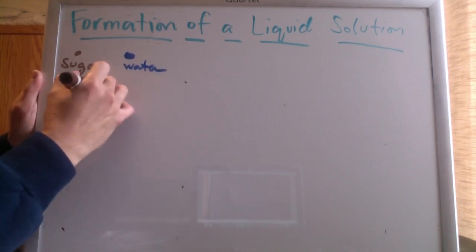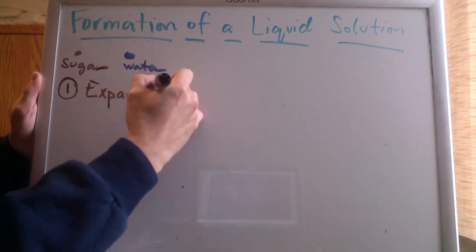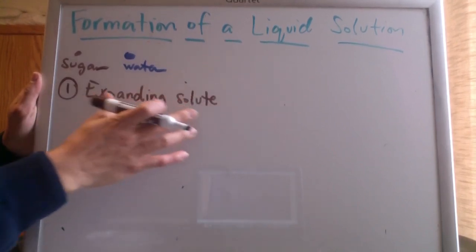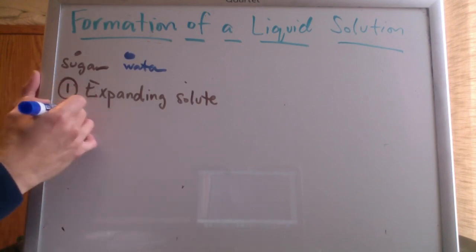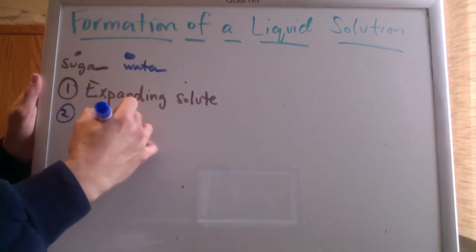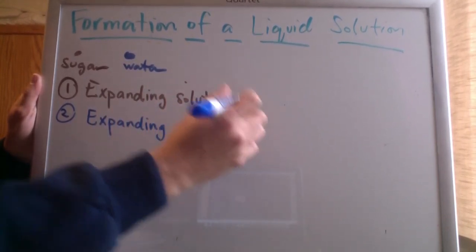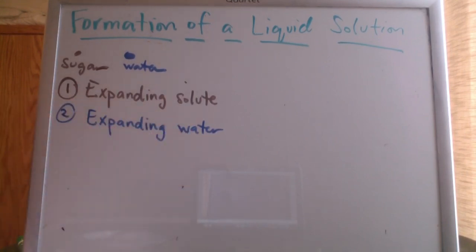The first step is expanding the solute. So what gets dissolved? Expanding the solute. Now think about it: in order to expand the solute, does energy need to be added into the system or taken out? We'll check that at the end. Then the second step in the formation of a liquid solution is expanding the solvent. Think about it once again. Would the delta H of this process, step 2, be positive or negative? Would you need to add energy into the system or take energy out of the system?